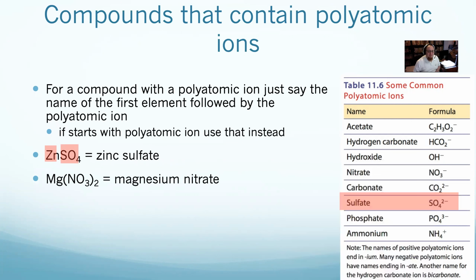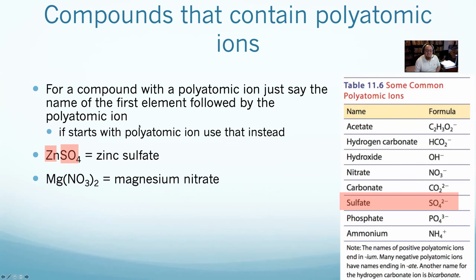This is when the parentheses come into play. Mg(NO3)2. Well, Mg is magnesium. NO3 is nitrate. So it's magnesium nitrate. I don't care that there's a 2 there. It's just the name of the metal, the name of the polyatomic.